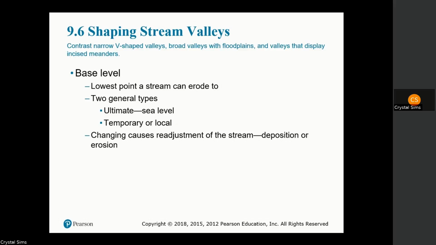Temporary or local base levels include lakes or resistant layers of rock. And then main streams are going to act as the base level for their tributaries.